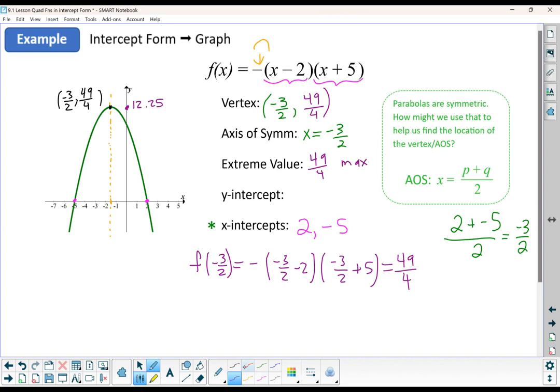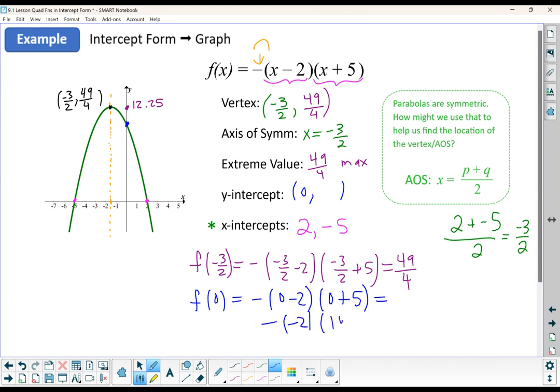Okay, the y-intercept is the last thing we need to calculate. That's right here. You can see that it's a little bit below the 12.25. So again, the y-intercept happens when x is 0. So we can sub in 0 to calculate that. And this one is pretty easy to mentally calculate. It gives us 10, which makes sense because we knew that it was going to be a little bit below the 12.25. Okay, all right, so that one's done.